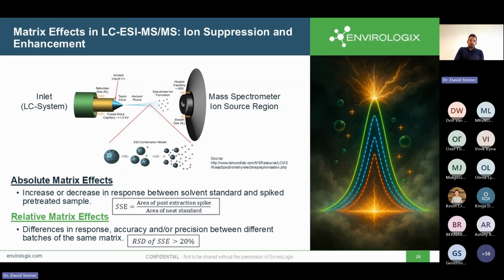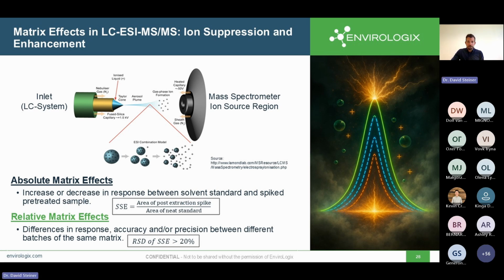So when we now move from the extraction to the detection, we have one key challenge when we talk about LC-MS, and this key challenge is matrix effects. These effects are basically triggered by co-extracted compounds like salts, sugars, or other metabolites, which interfere with the ionization process by either suppressing the signal or, in some cases, enhancing the signal.